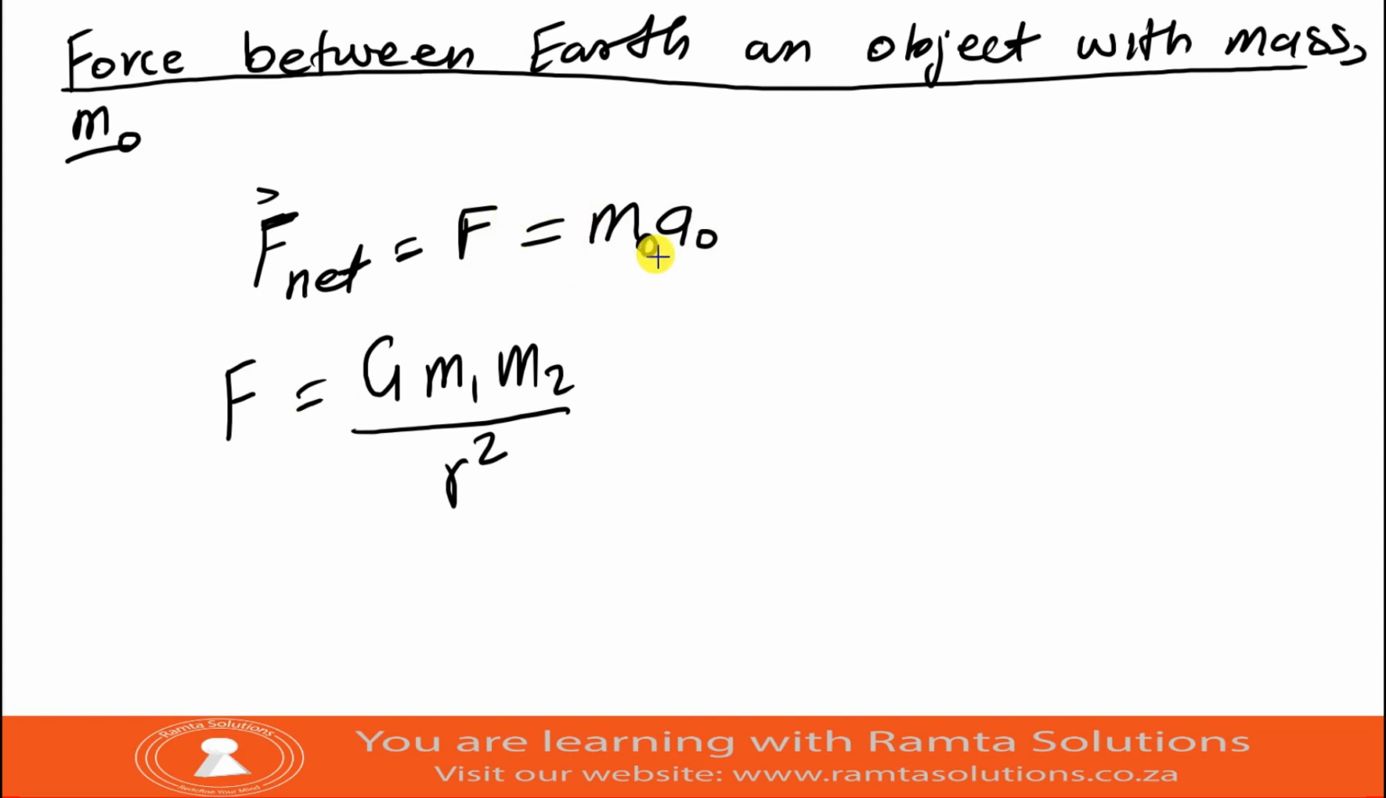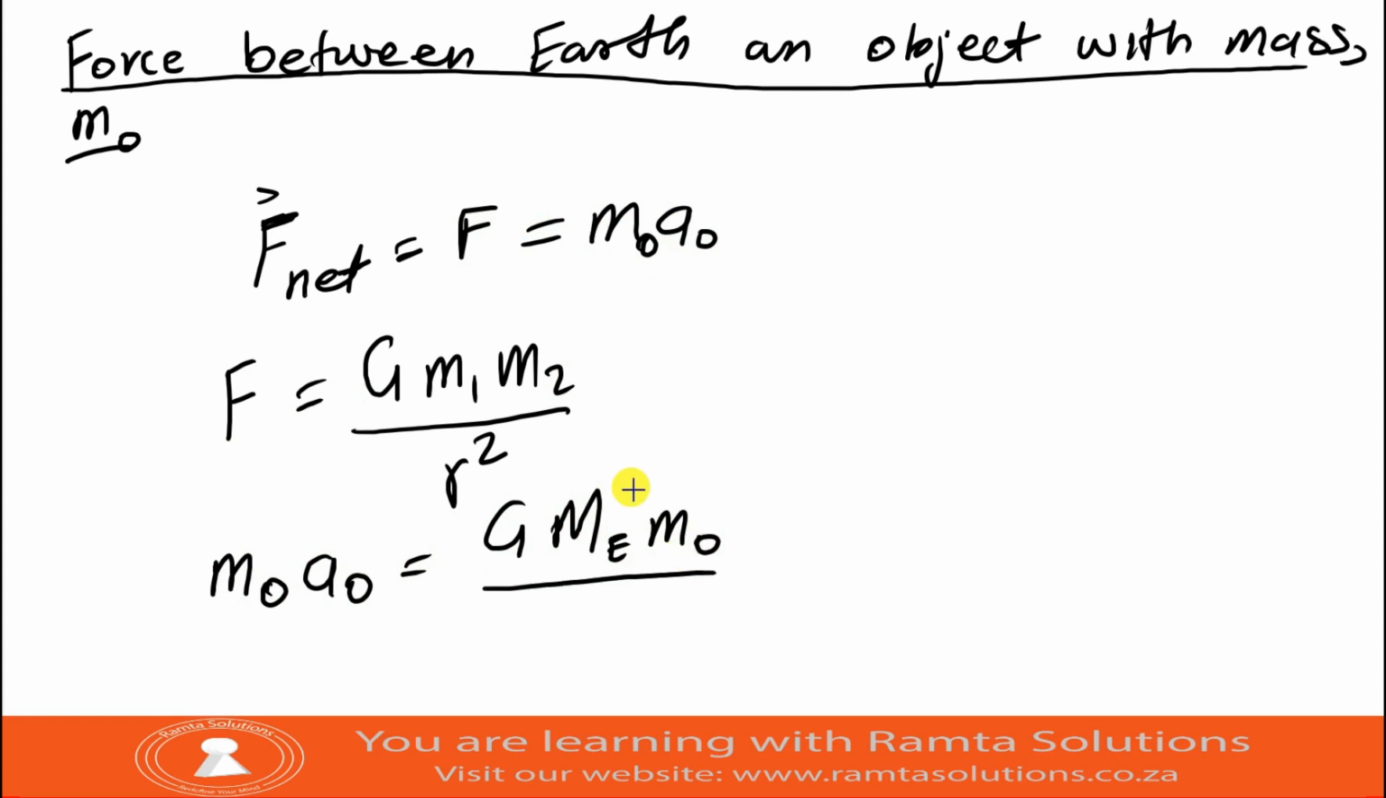So if we say F is equal to mo ao, in place of F we will write mo ao. All right, and G remains. M1 will be the mass of Earth, and then m2, let's call it mo now, because we're talking about the force between Earth and an object with mass mo. So m1 is the mass of Earth, m2 is the mass of the object with mass mo. And then we look at the distance between them, which, if this object is on planet Earth, will be the radius of planet Earth. So let's call it RE. Now, this is what we have so far.